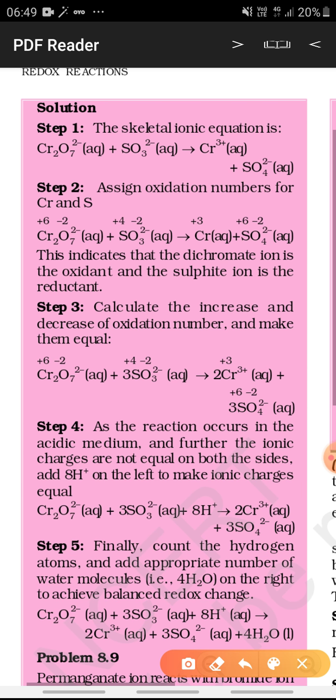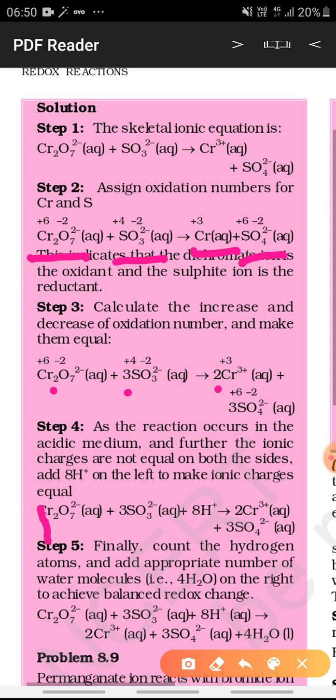In the second step, we allot the oxidation numbers to all the species. Here the oxidation number of chromium on the left hand side is 6 positive, oxygen is 2 negative, sulfur is 4 positive, oxygen is 2 negative. On the right hand side, chromium is 3 positive and sulfur is 6 positive. That means the change in oxidation number occurs in chromium and sulfur. Chromium is converting from 6 positive to 3 positive. For two atoms, it is 6 positive, and to balance this side we multiply with 2.